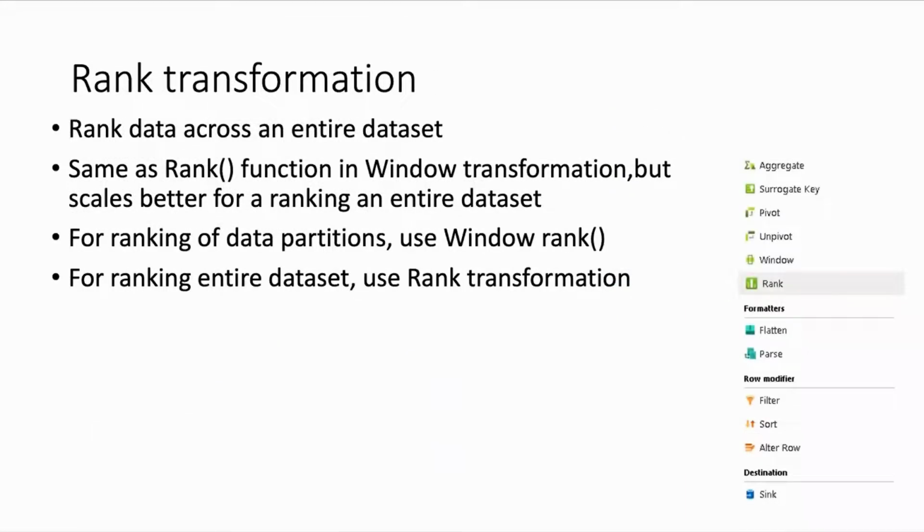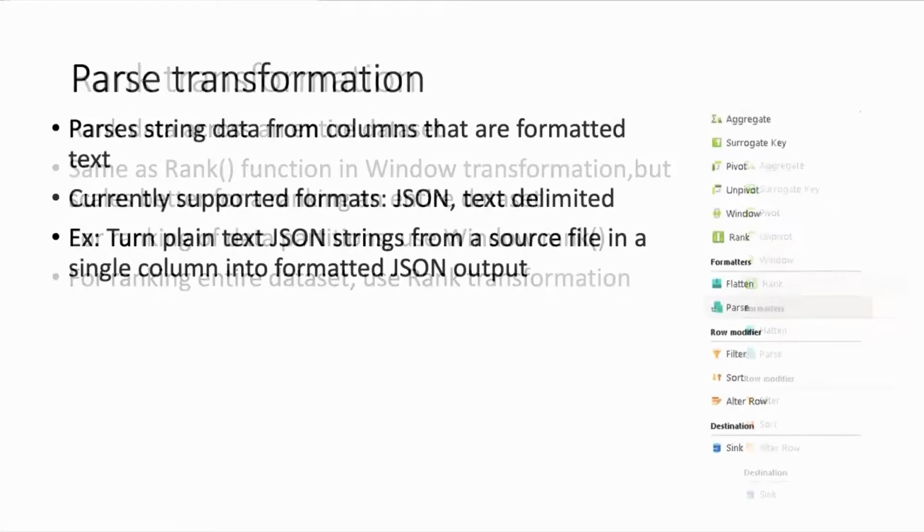Rank transformations are used when you want to rank based on your existing column data. You want to rank or sort data sets based on certain column names. You can use the rank transformations over there.